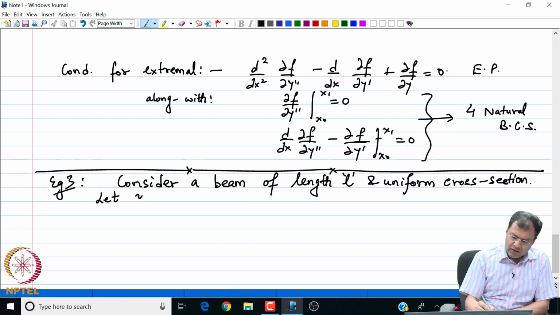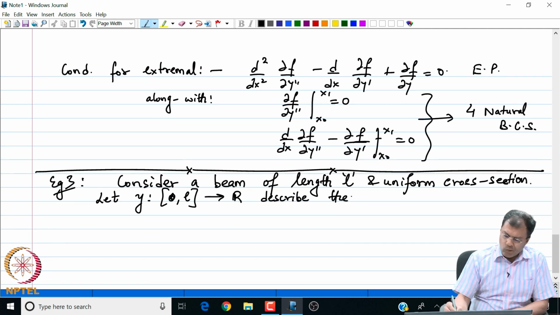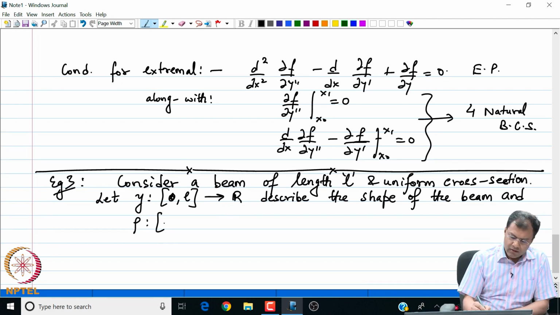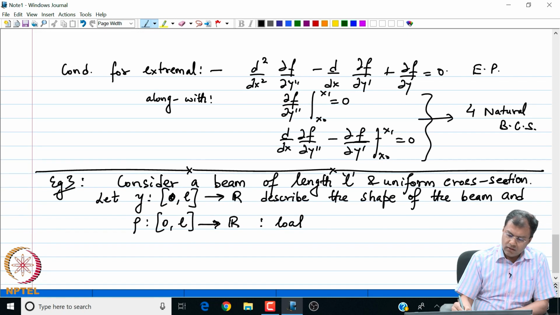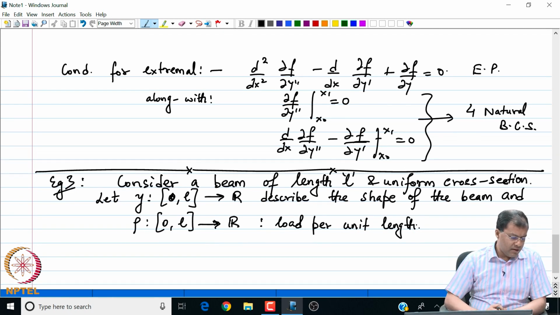Let my function y from 0 to L to R describe the shape of the beam, and let us say that rho from 0 to L to R is the load per unit length, or the mass per unit length, which is acting on the beam, right.